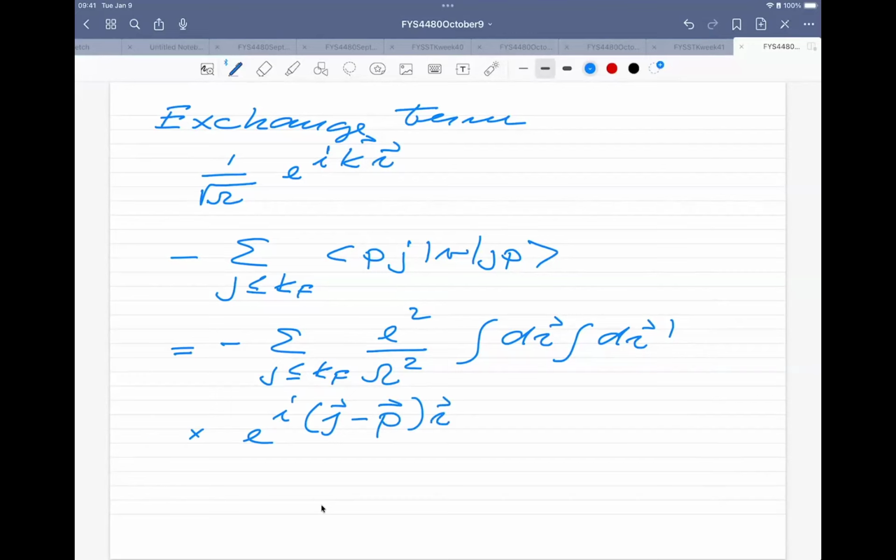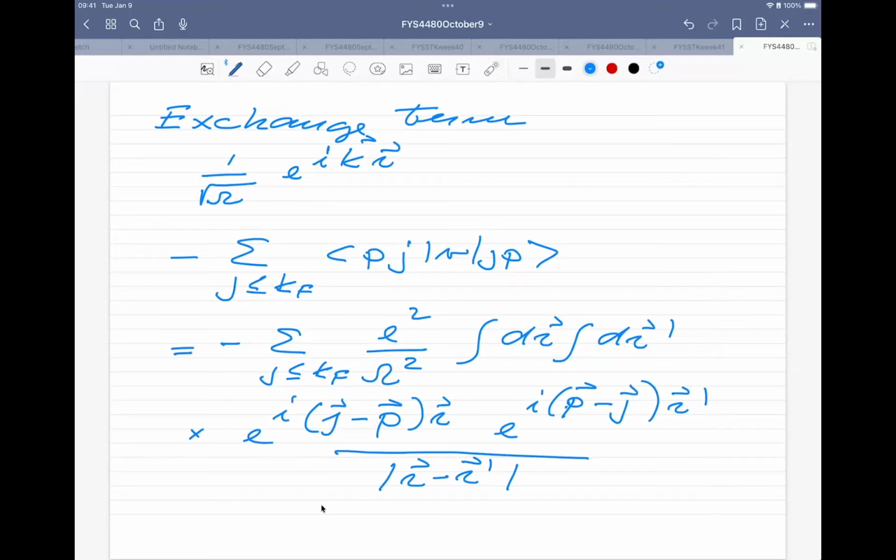And then I have a new term, which is e to the i. So one is the bra side, and the other one is the ket side, minus J here, times r prime. And then I have to divide that with the Coulomb interaction, which is r minus r prime, like that. So that's the integral which I need to evaluate now, okay?